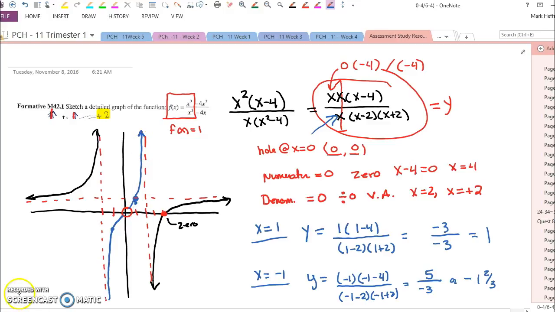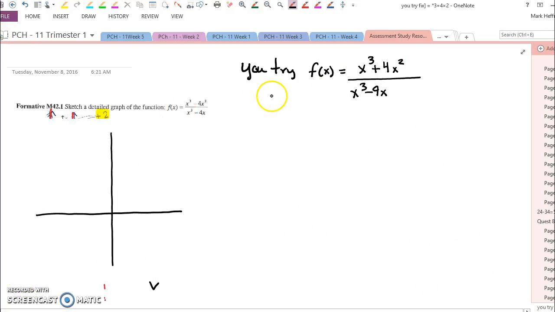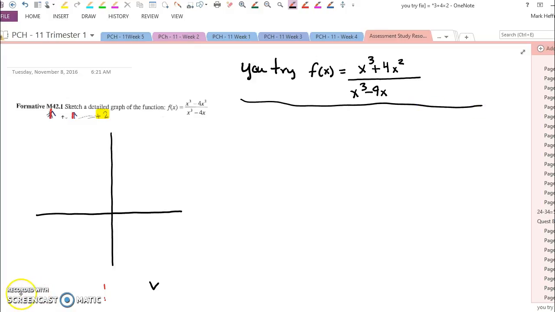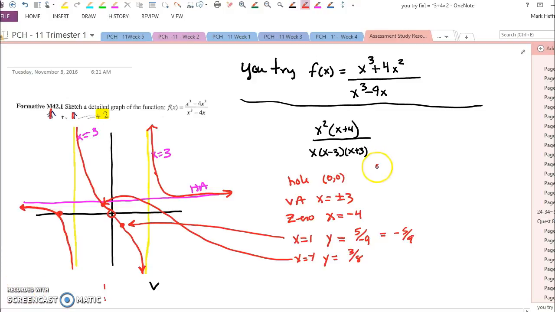just like that. Now you try a very similar problem right here. Pause the video, try it, and come back and you'll see the answer has been given. These are the key attributes for your practice problem, and this is how it's graphed.